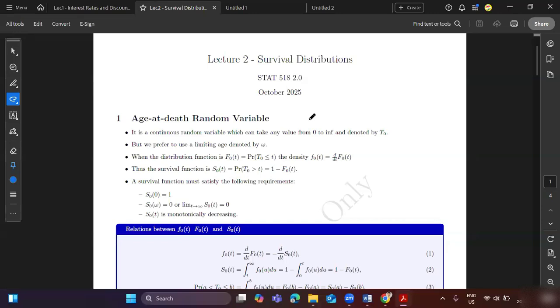And then if someone dies in between that 10-year period, you know the exact death time. But if someone survives up to the 10-year period, you know that person has survived 10 years, but you don't know when the death will be for that particular subject in the experiment or the observational study.